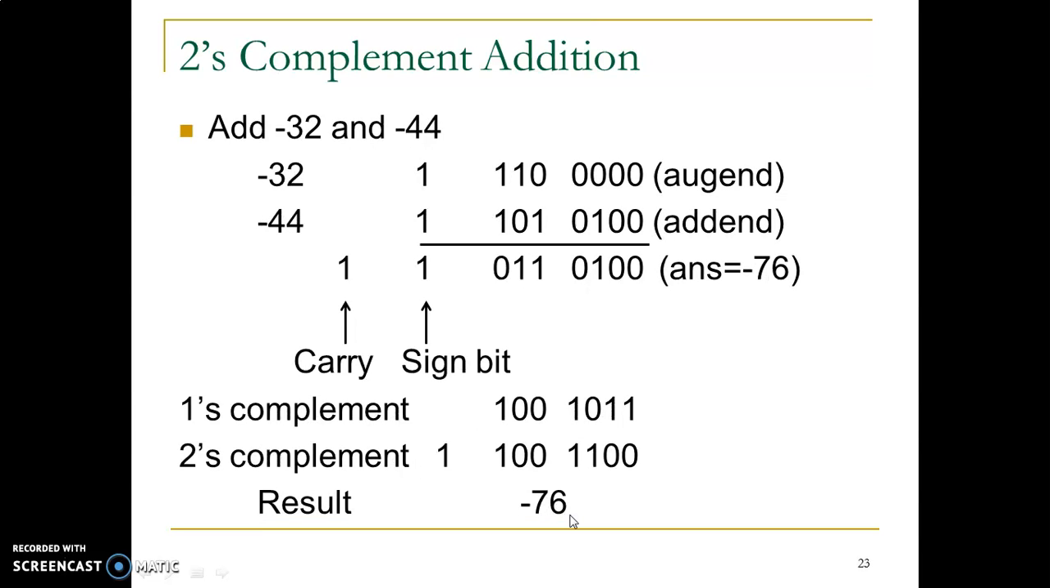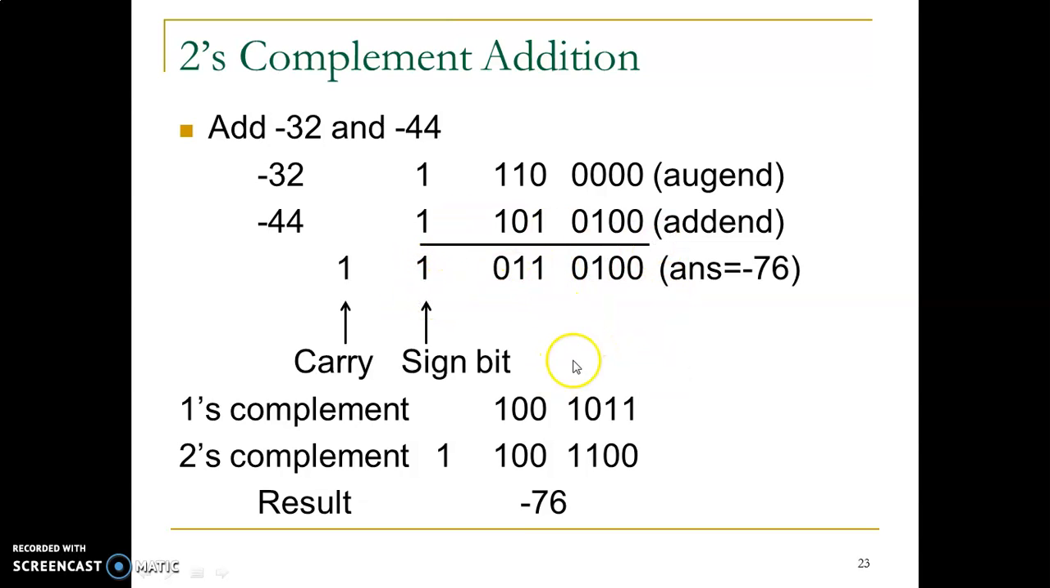Next we will see how to add two negative numbers. The augend is negative and the addend is also negative. Since both the numbers are negative, they are both represented in 2's complement form. This is the 2's complement of 32. This is the 2's complement of 44. Now these two are added. We get both carry and sign bit. The carry bit is omitted. Since the sign bit is 1, it indicates this is a negative number.